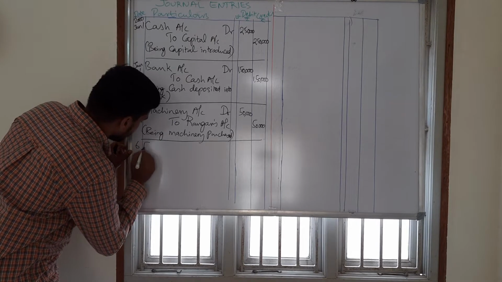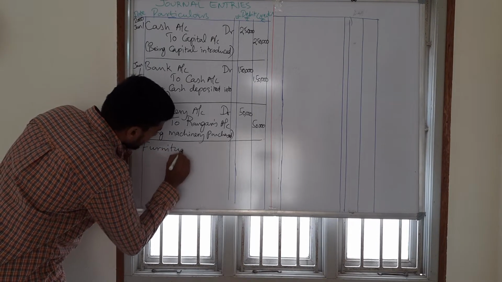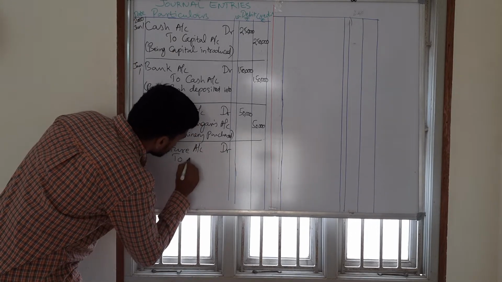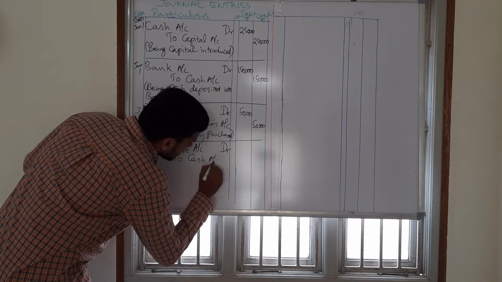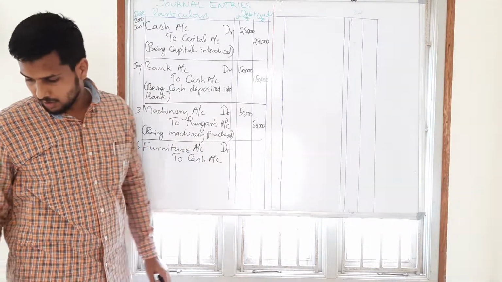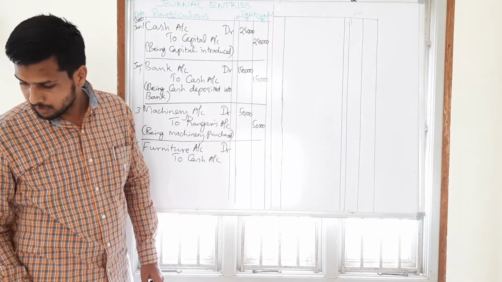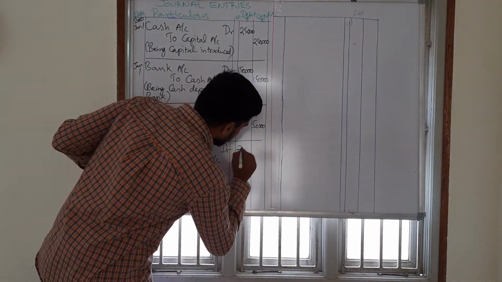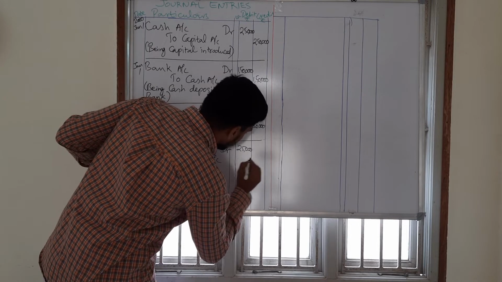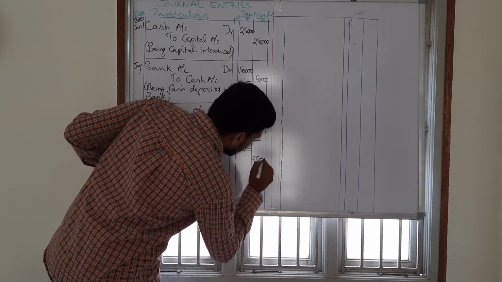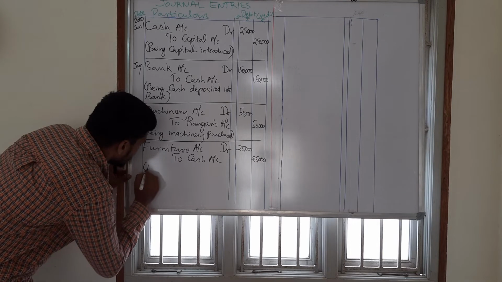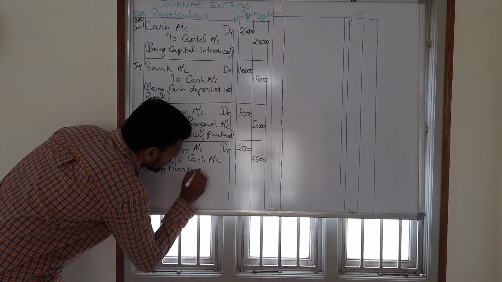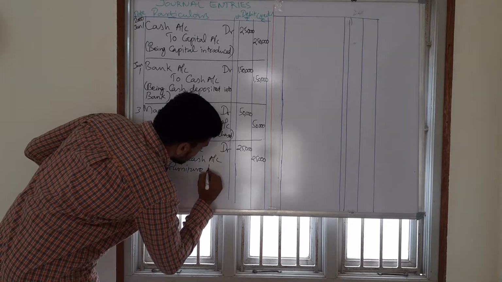January 6, furniture account debit to cash account. The amount of purchase for cash is rupees 25,000. Being furniture bought.